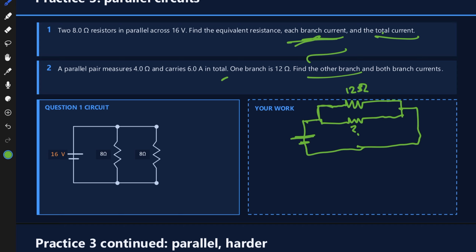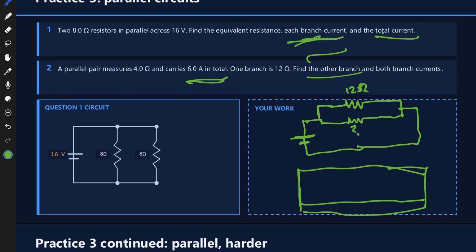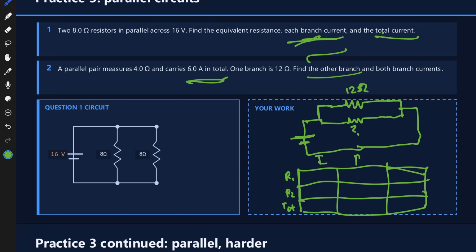We're not given the voltage, but we're given the total current, which is 6 amps. If I write this down in an IRV chart, which I believe would make it much easier, I'm going to do that then. Actually, let me divide this better. Okay, so resistor 1, resistor 2, and total. IRV. R here is 12 ohms.